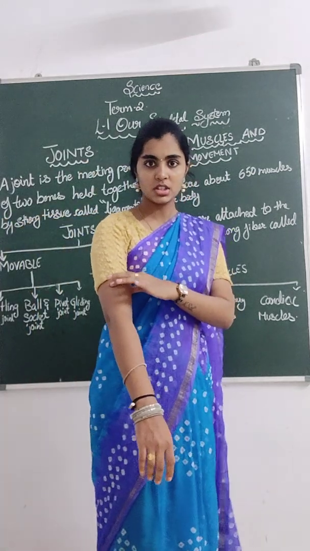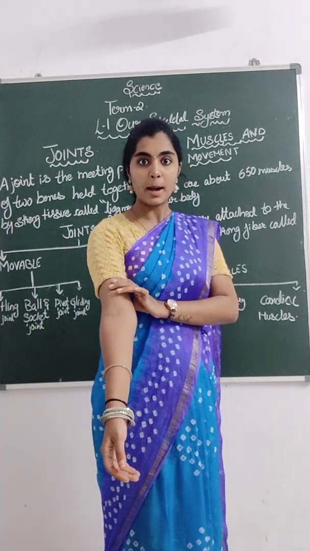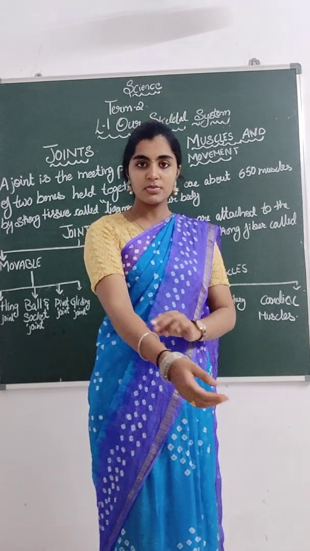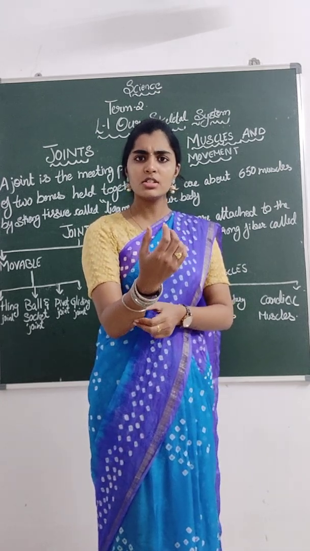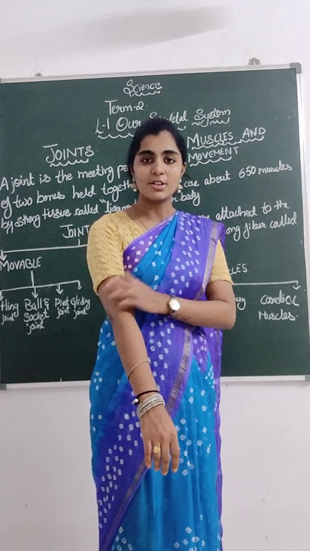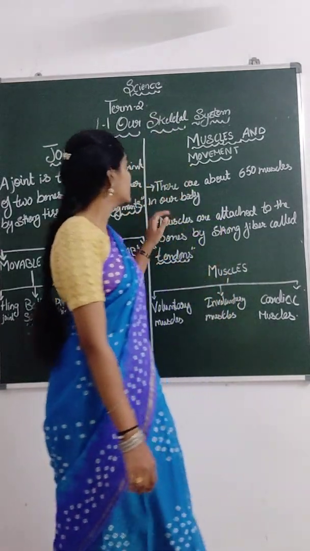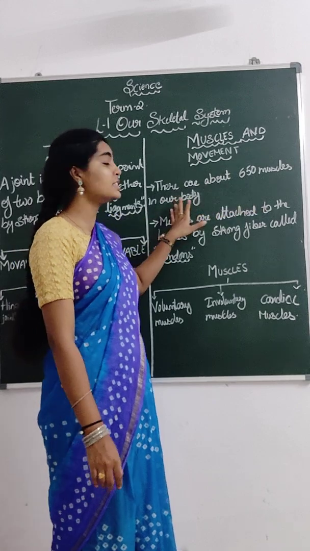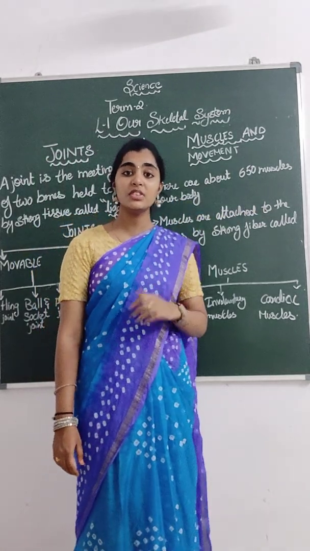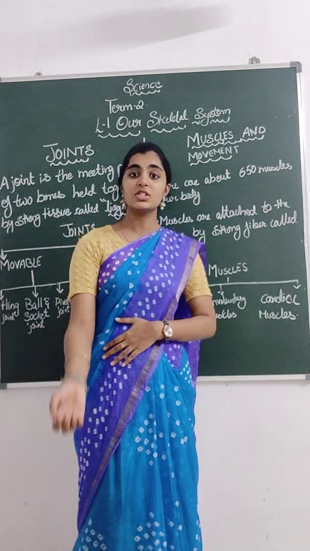Now if you touch, you can feel something soft apart from hard. You can also feel something soft, right? What is the soft portion? The soft portion is called as muscle. There are about 650 muscles in our body. What is the use of these muscles? They help in movement.